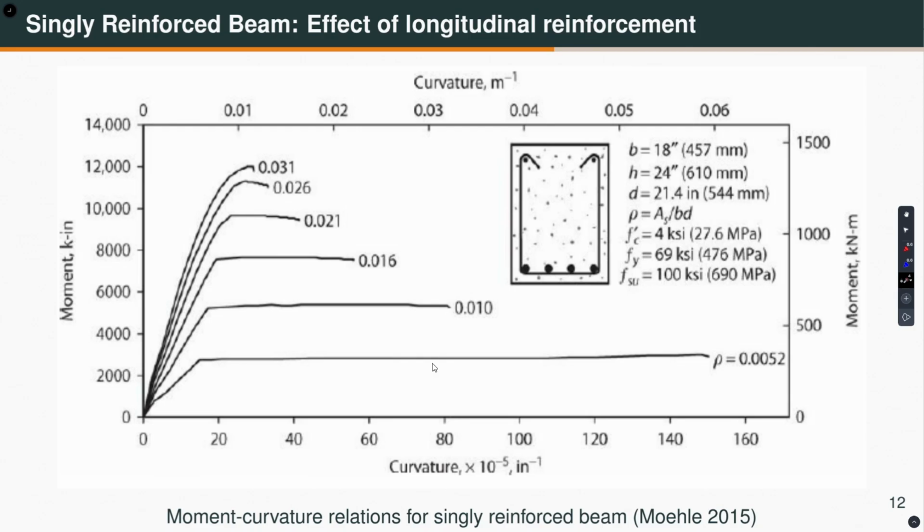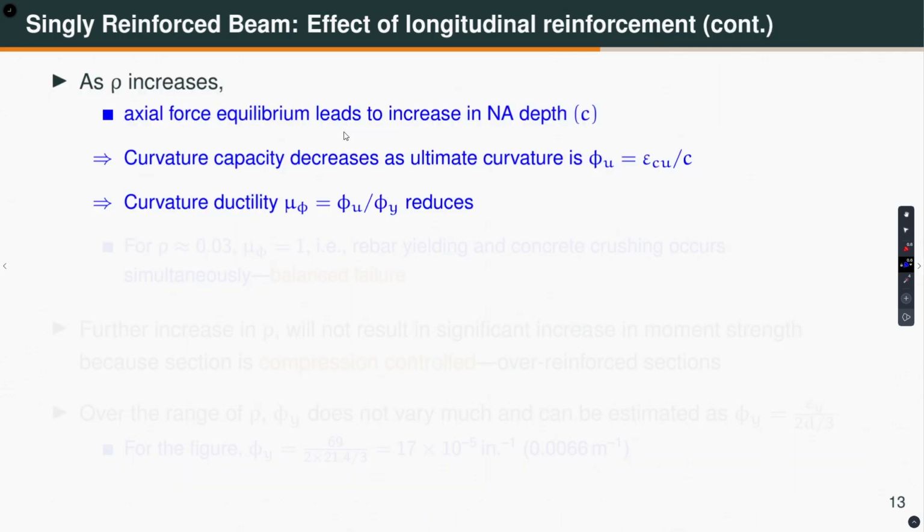Now, what else is happening? As I keep increasing the rho, what do you see? The ductility is reducing, as we are putting more and more steel. For this case, rho equal to 0.03 is actually a balanced section, at which the steel yields and the compression concrete also reaches its strength simultaneously. So, what is the ductility here? The ductility here, mu phi, is approximately equal to unity. That is the balanced section.